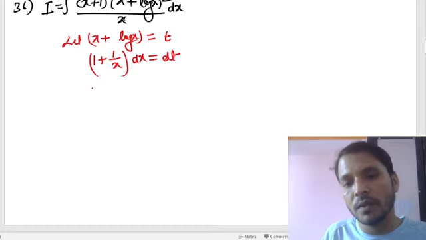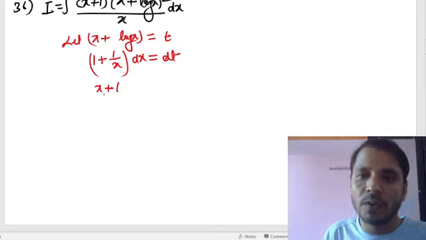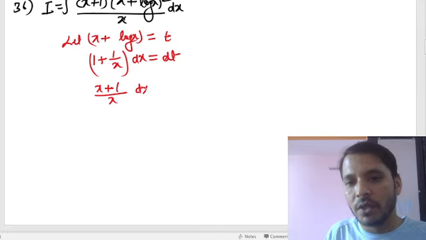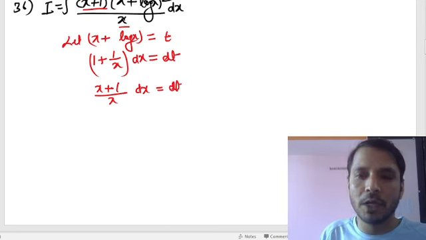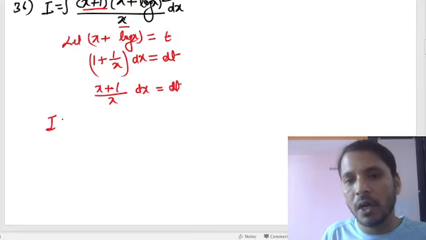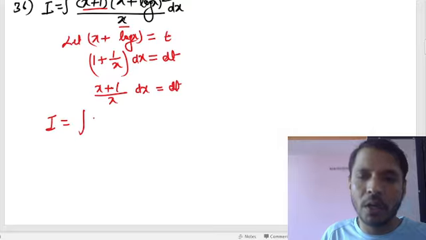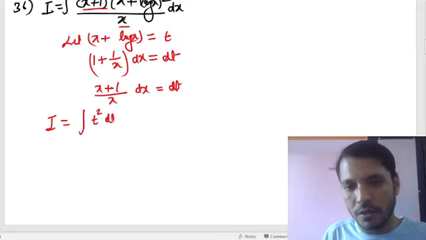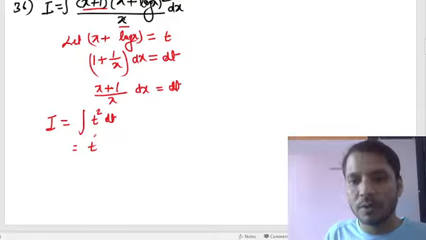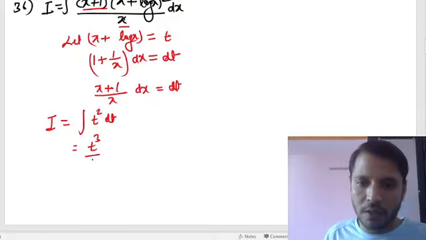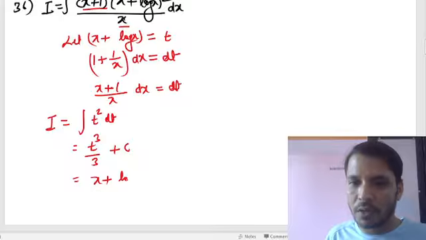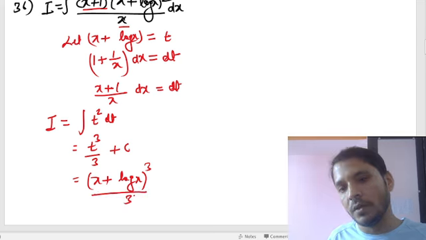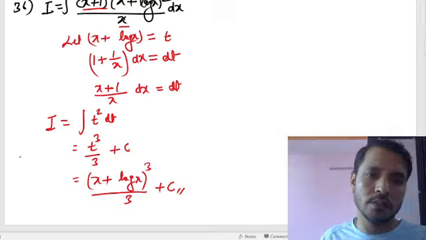Now take the LCM. It becomes x plus 1 divided by x into dx, equal to dt. And this thing is already present in the question. So our I becomes the integration of t square into dt. We get exactly the same answer as in the previous question: t to the power 3 divided by 3 plus c, but the t value is different this time. Here it is x plus log x whole cube divided by 3 plus c. So this is the answer of question number 36.